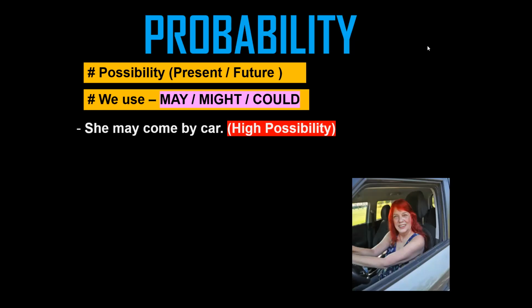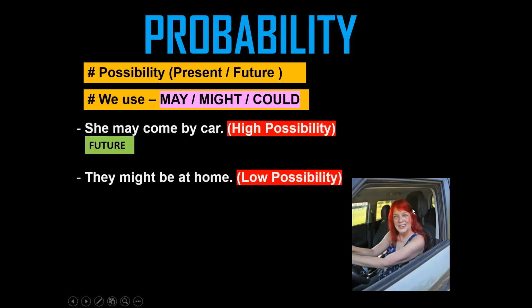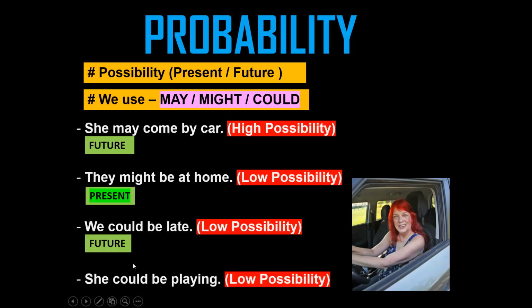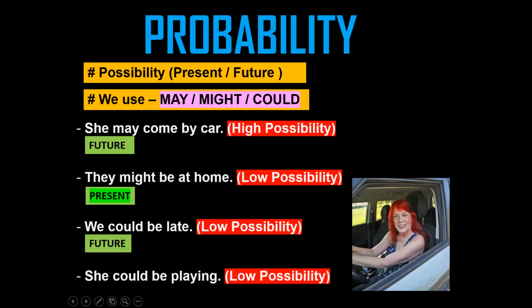Okay, suppose the next sentence: They might be at home. If you are using might, it means the possibility is low, less than 50%. We could be late. Low possibility. We could be late, we may be late in the future. She could be playing, present. Okay.